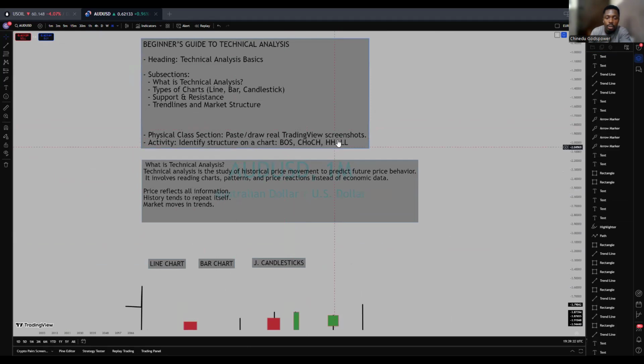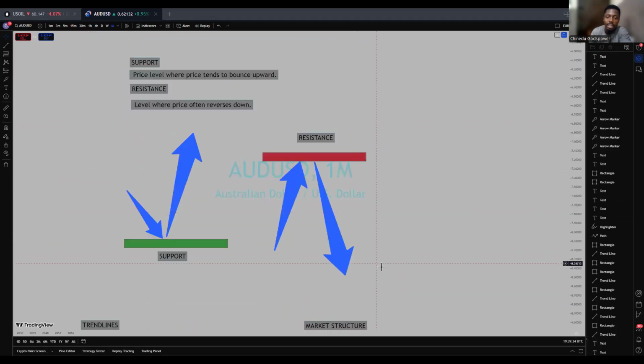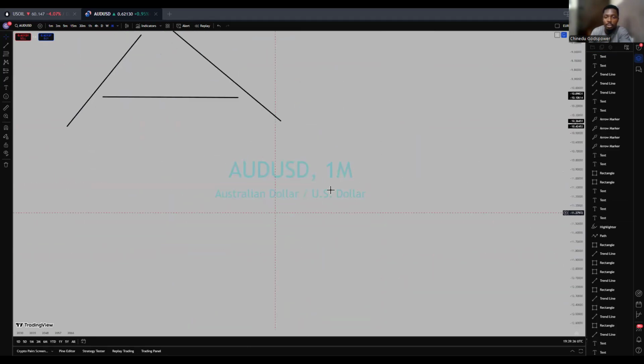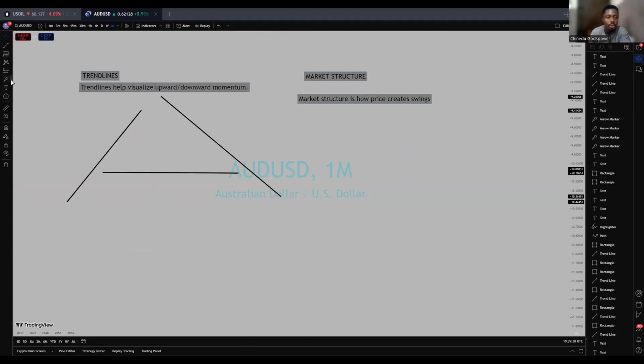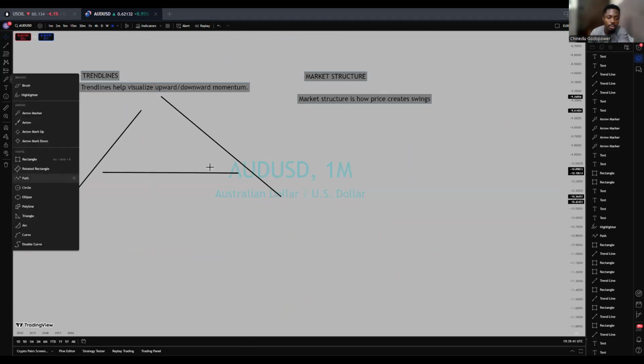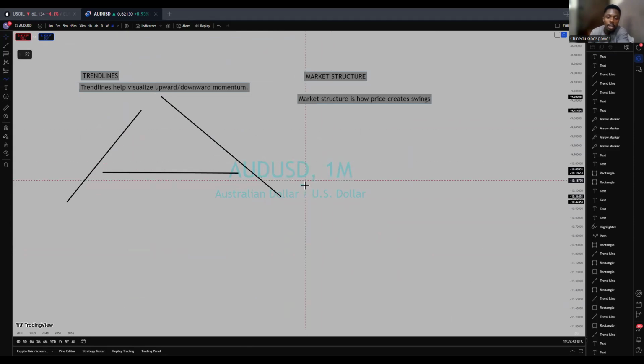Break of structure, change of character, higher high, higher low. So there's an activity you're going to do for me. You're going to replicate this on your chart and send to me. Or no, paper trade it. Just paper trade it. Do it on paper and send it to me. So this is market structure.